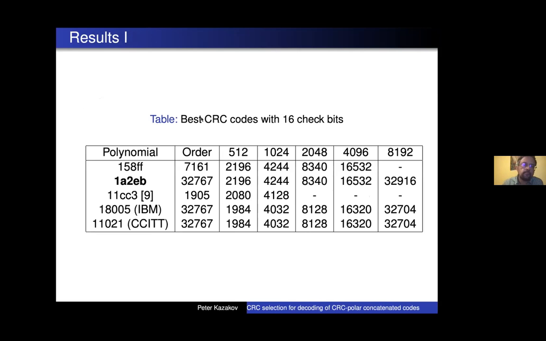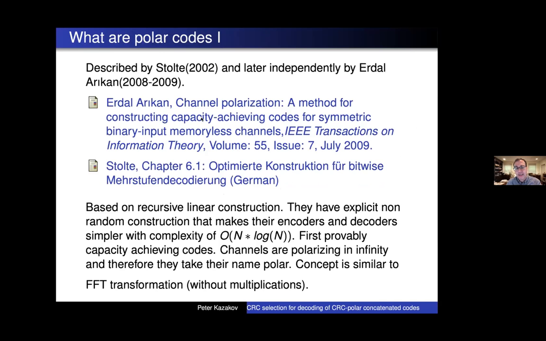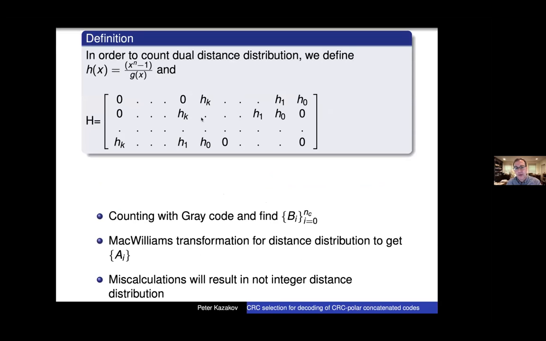Peter, can you tell us a little bit more about the process of using the dual code and the McWilliams identities to find the distance of the primal code? Specifically, you're not just finding the distance of the primal code, you're finding the distance of a sequence of shortened primal codes. Is that correct?